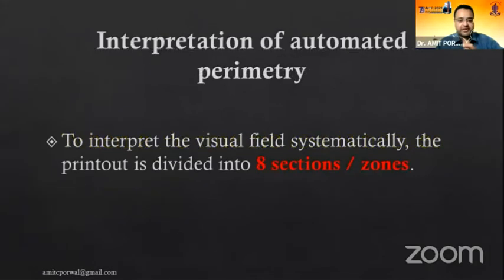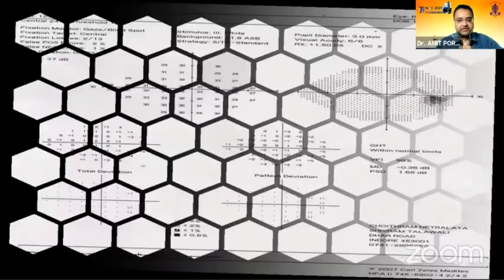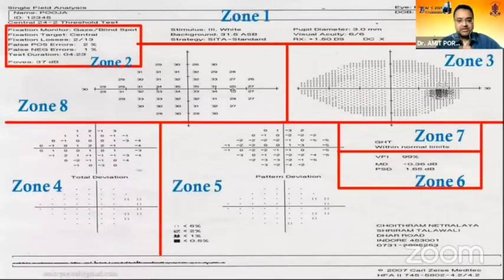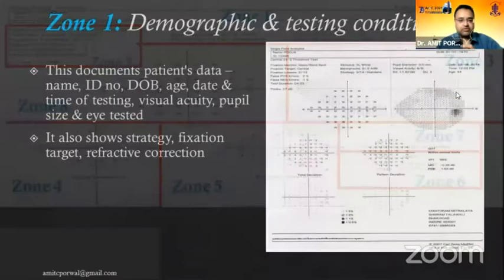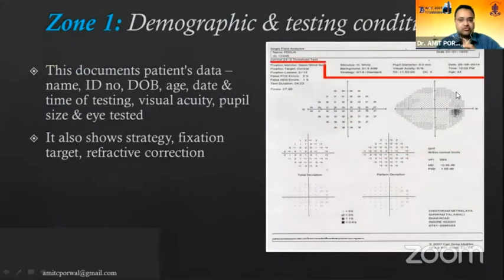So coming to the interpretation, to interpret the visual field systematically, the printout is divided into seven sections or seven zones. So basically, this is the way we divide our printout. I'm going to talk about each of these zones separately so that we can discuss them. So coming to zone one, basically it is the demographic and testing condition.